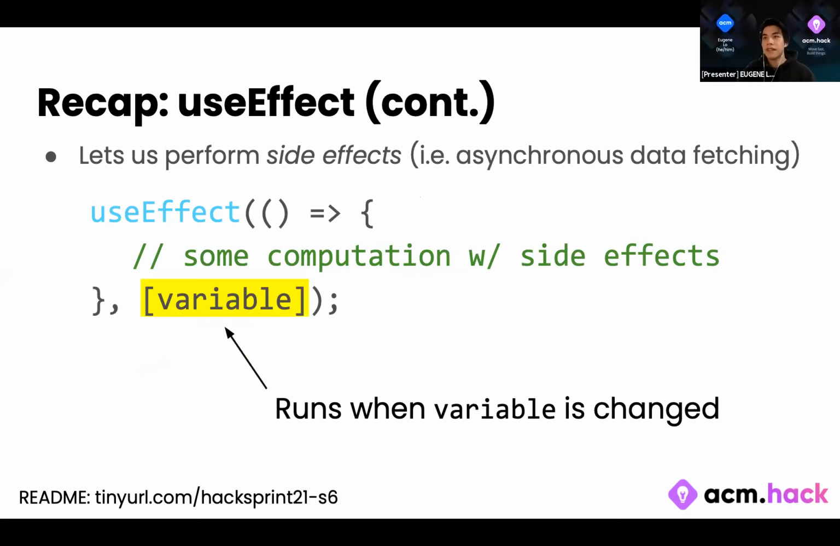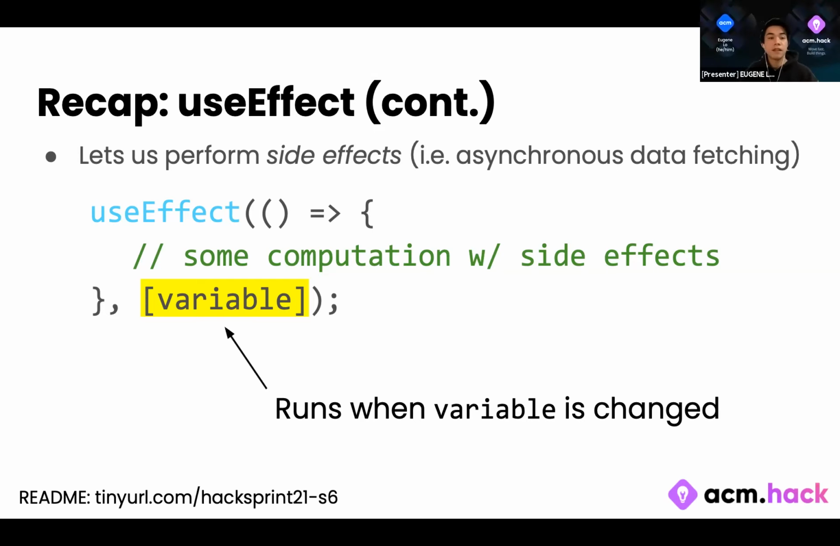So using useEffect, we have 2 parameters. The second one's optional, but the first one's required. The first one is the function, otherwise known as the effect that we want useEffect to run. And inside of this function, we have some computation that performs the side effect. So the second parameter I mentioned is optional, and you can store an array of variables that you want to watch over. And whenever one of these variables change, the function will run again.